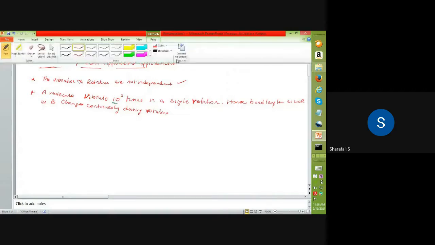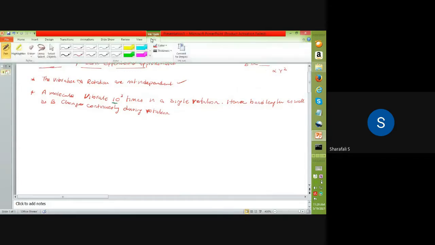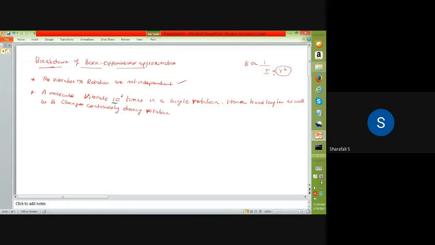this bond length is associated with the B value, the rotational constant, because B is proportional to 1 by I, the moment of inertia, and I is proportional to mu r square. So if your bond length is going to change, your B parameter is going to change.